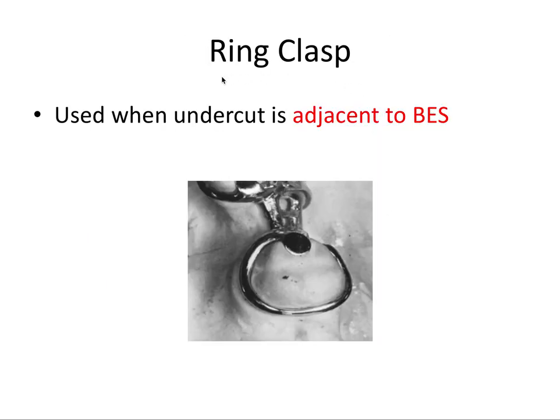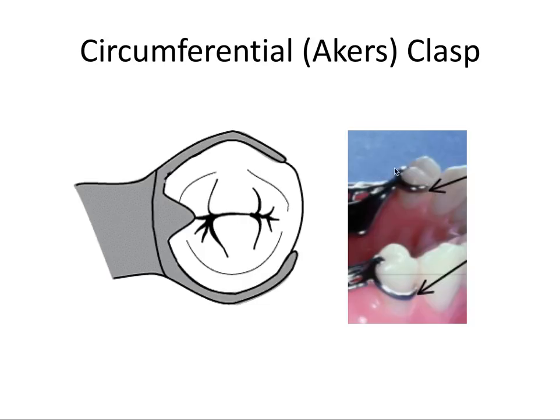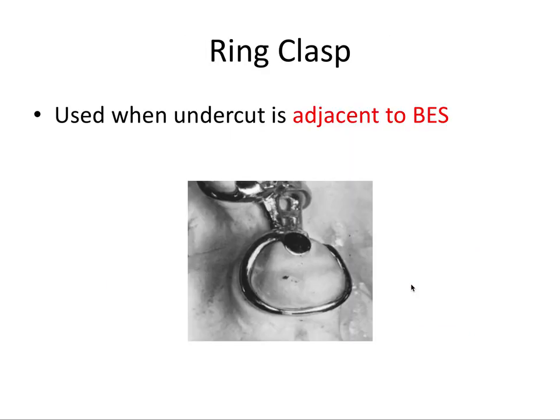The ring clasp is used when an undercut is adjacent to the bounded edentulous space. You notice how these clasps, when they originate from this part of the framework, the retentive clasp has to engage in an undercut that's on the opposite side of this bounded edentulous space here. It doesn't matter for the reciprocal clasp because it's not engaging in an undercut, but it is important for the retentive clasp. So say we didn't have an undercut on the surface opposite, and we had an undercut that was right next to the bounded edentulous space.